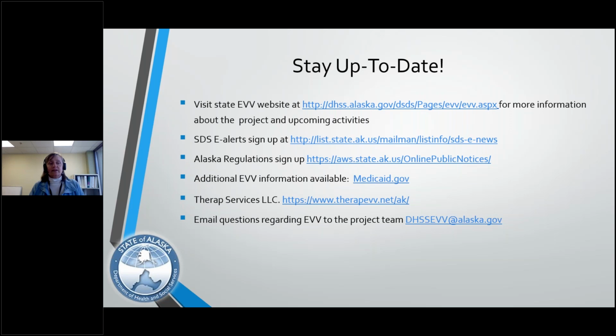The Alaska regulations to be able to go into the public notices, as Tracy talked about, is right here. So that's a link to get you there to be able to make public comment. You can also go to the federal government's Medicaid.gov website, where they have additional information about electronic visit verification and maybe information about other states and what they're doing.